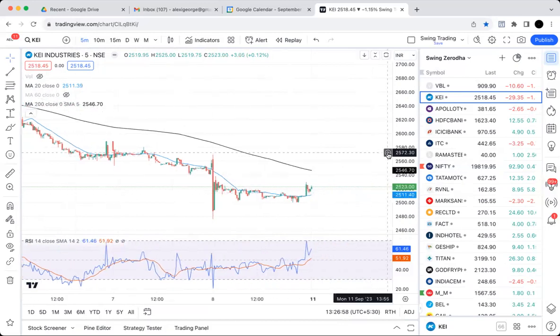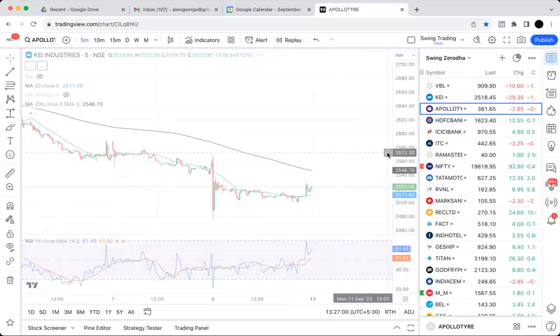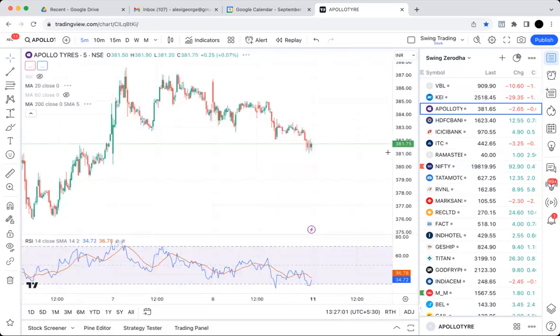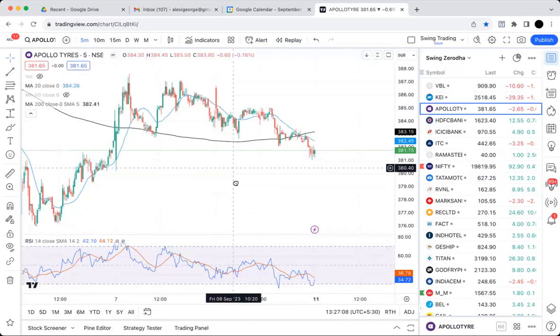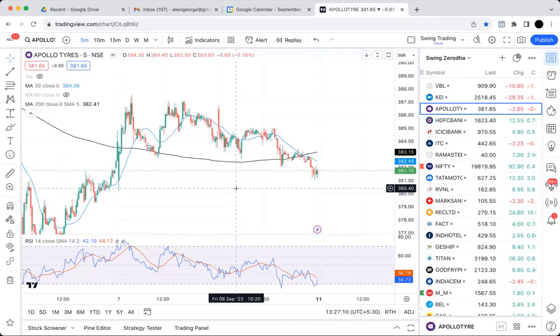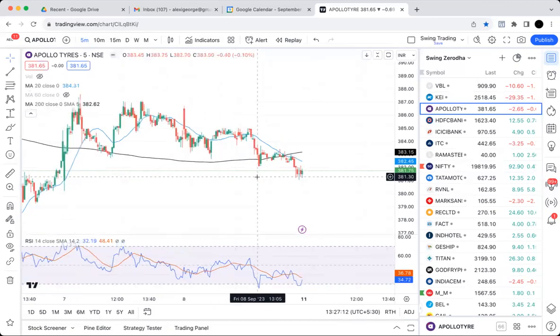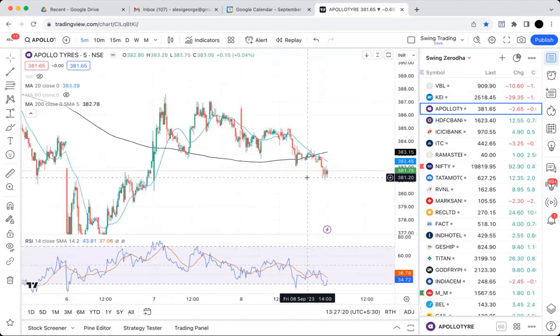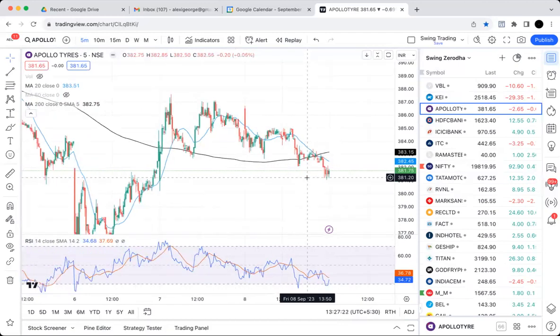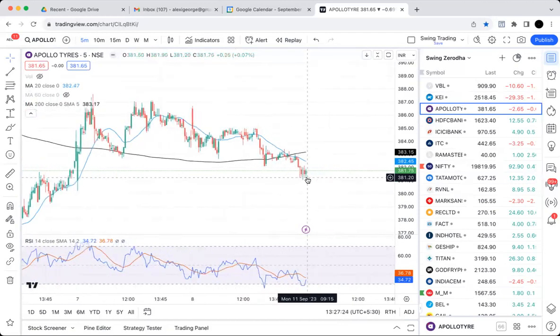All right, let's look at the next one, Apollo Tires. I'll get to the RSI in just a little bit, how I bring that together, okay? But I'll get to that. But for right now, all right. Now, will I enter this? Well, I would not enter this, because this 20 period has not gone down far enough below the 200, all right? Okay, so let's go to HDFC Bank.